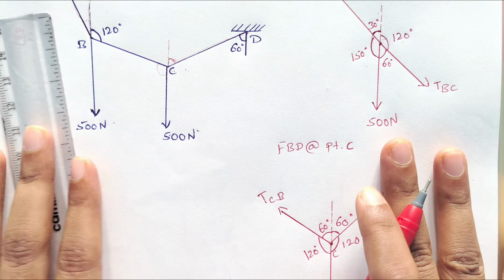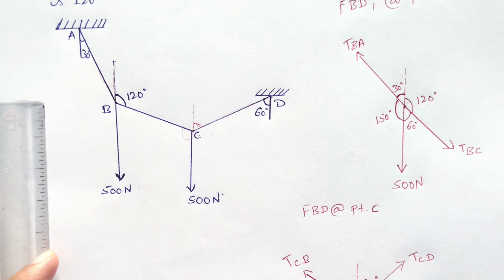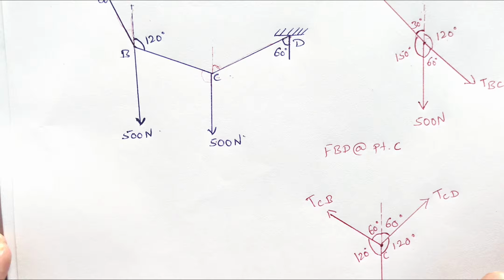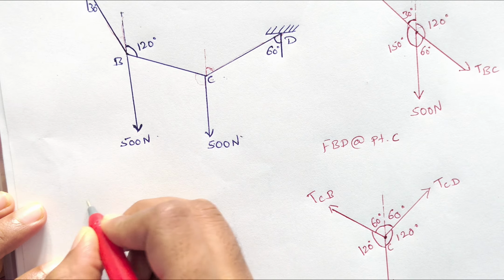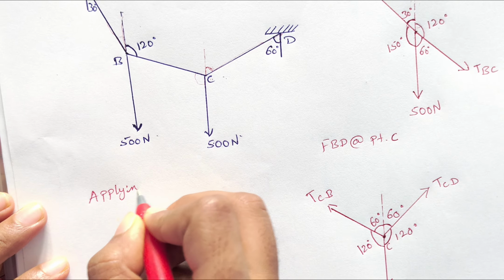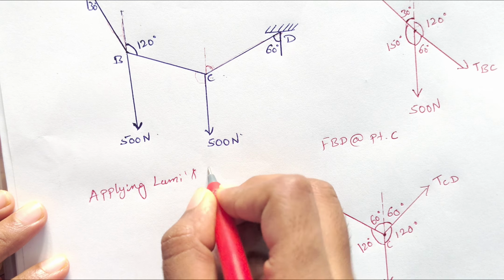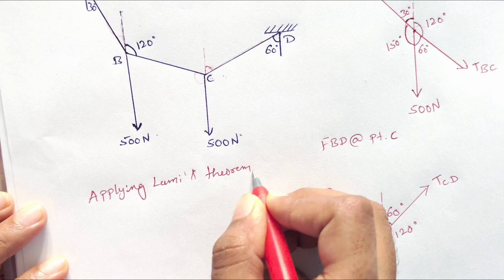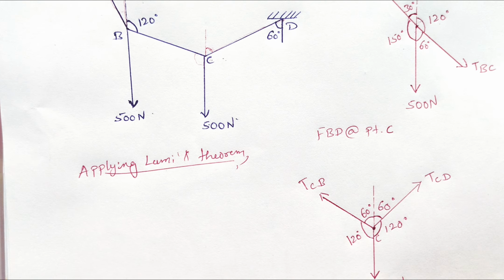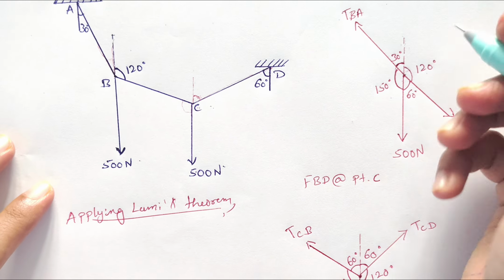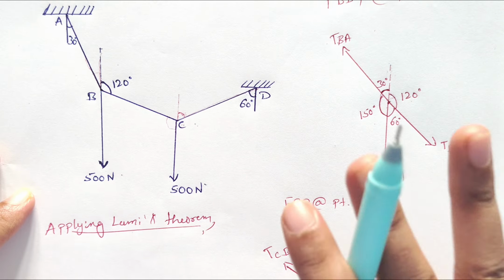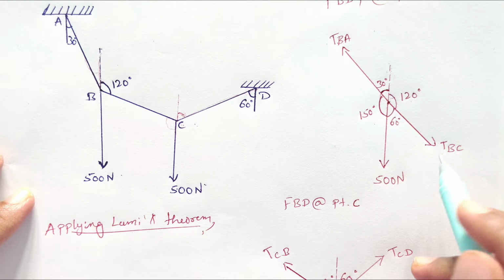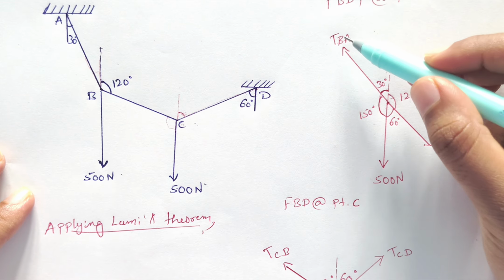Now our job is to apply Lami's theorem. For this we will apply first, and for point C we will apply next. So apply Lami's theorem for the free body diagram at point B. We'll start from TBA. Lami's theorem is applied when three forces are concurrent and in equilibrium. So this is the force we are taking.